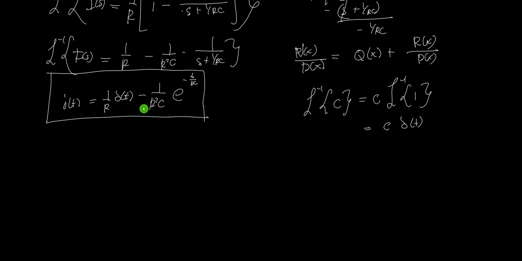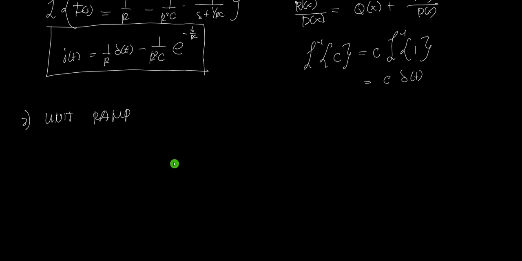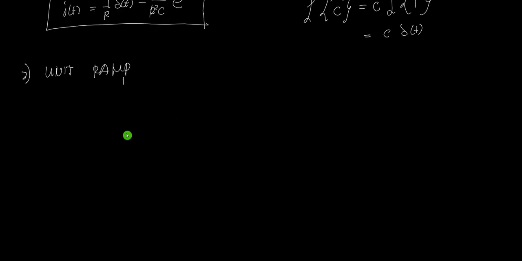Next, for number 2, we have the second type, the unit ramp response. A unit ramp response is when your input is equal to this form. So it's a unit ramp. It looks like this one. And it's a unit, so therefore the slope of this line is just equal to 1.